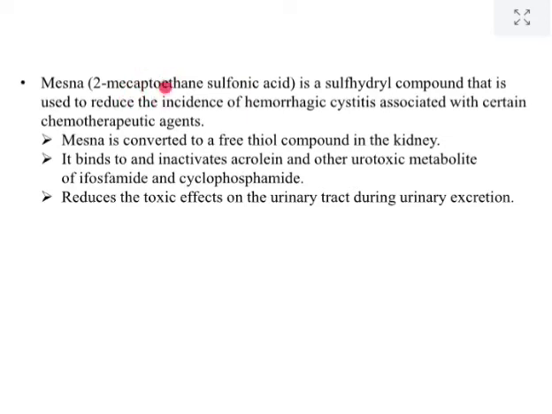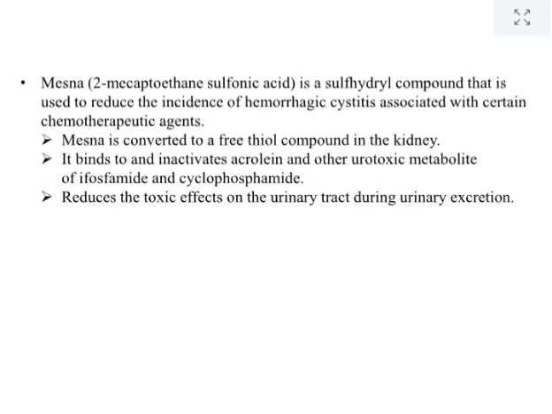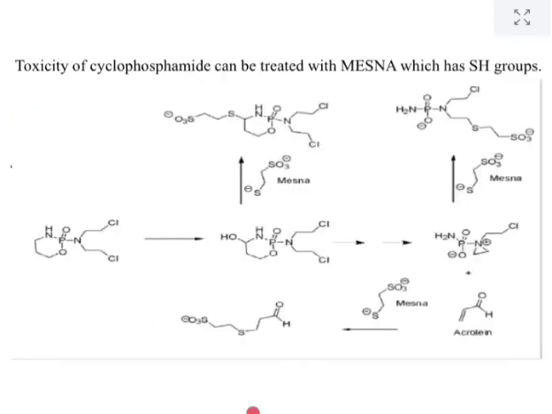And all it does is that it is able to deactivate the chloroacetaldehyde, and therefore reduce the toxicity. So toxicity of cyclophosphamide can be treated with mesna, which has an SH group or sulfhydryl group. It's not only cyclophosphamide but even ifosfamide, although cyclophosphamide causes more toxicity than ifosfamide. So all that we're saying is, we go through the process we had said of activation.